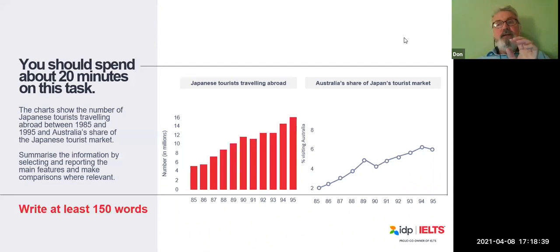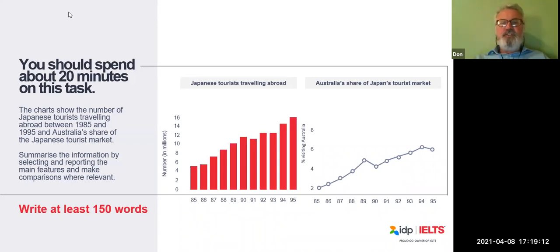And then always, in an academic task 1, you are told, summarize the information, select the main features, and make comparisons. Those 3 things are very important. So what are the key features here? What are the main features that we have to describe? Well, I think it's quite clear.